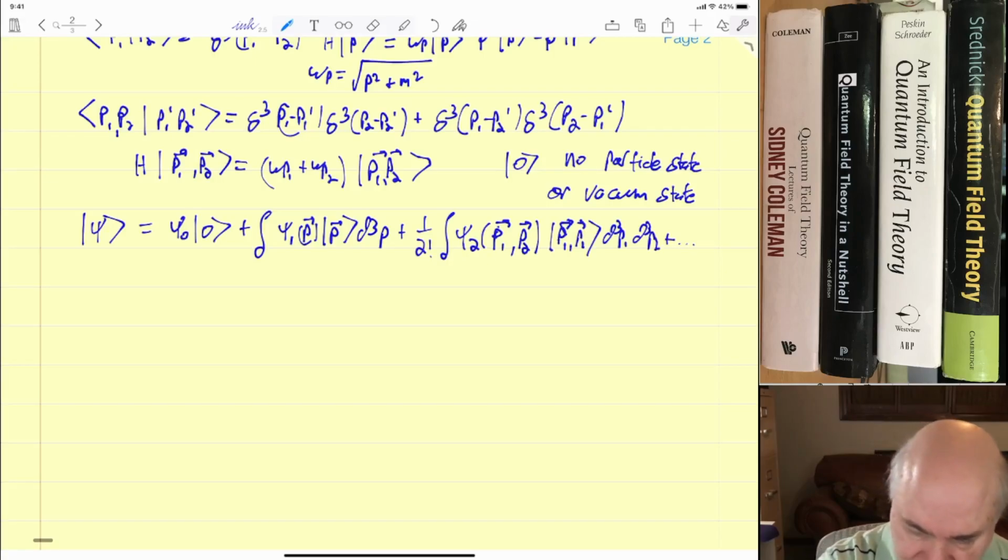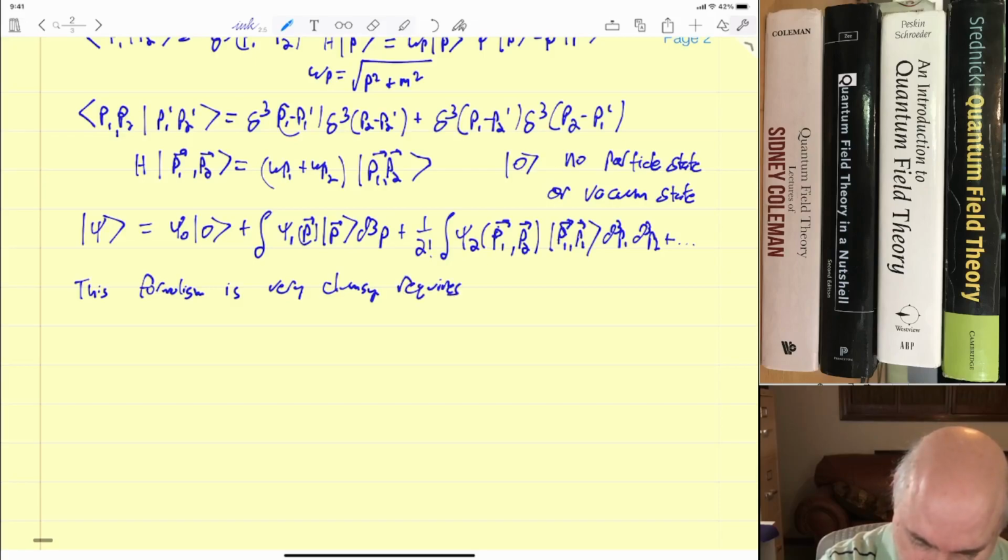So in this formalism, this is very clumsy and difficult to do calculations because it requires an infinite number of wave functions. There's a no particle wave function. We have an amplitude for that. A single particle wave function, we have an amplitude. Then two particle wave functions, we have an amplitude. So this is not going to be easy to keep track of everything. And this is just describing one state.